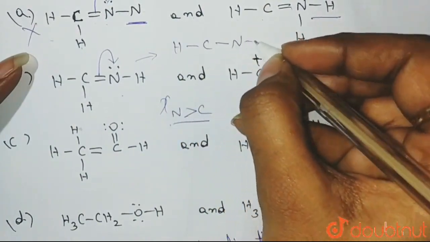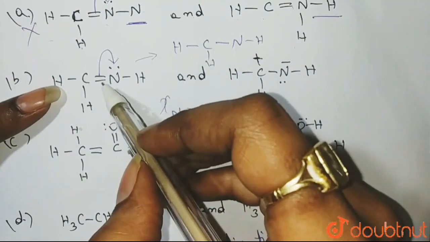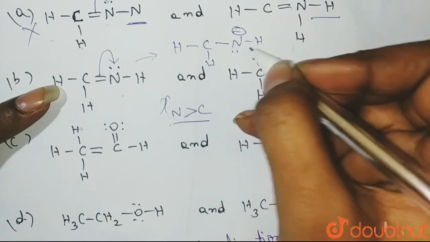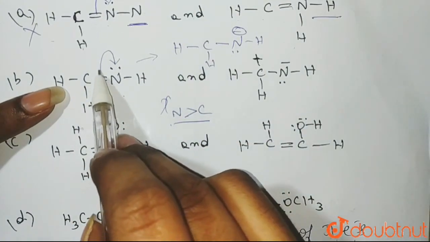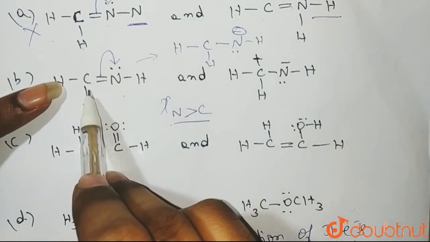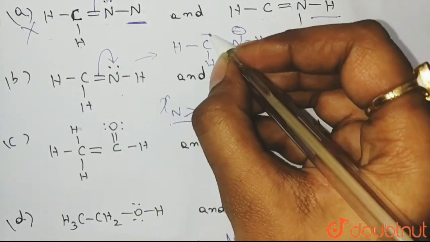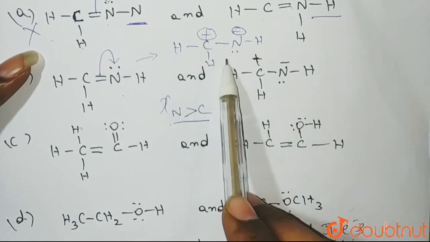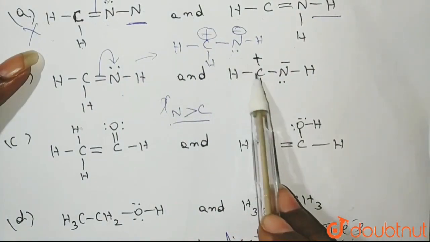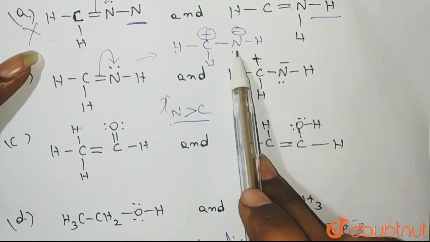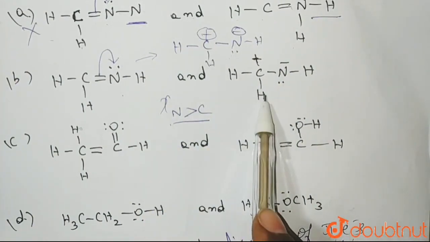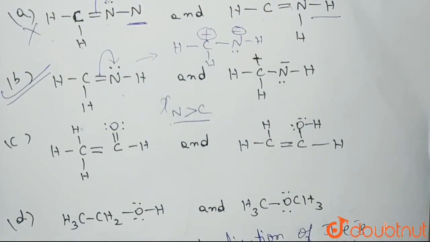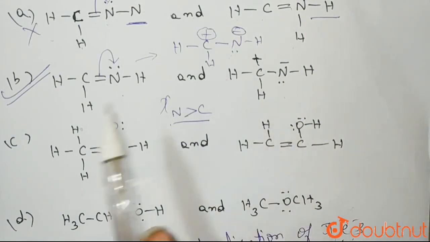Here nitrogen is pulling electrons away, so nitrogen will get a negative charge. A lone pair is there, and because the electrons are going towards nitrogen, carbon is getting no electrons, so it will get a positive charge. This will be the structure that will form. If you match this, it is the same structure: carbon with a positive charge, nitrogen with a negative charge. So these are the correct resonance structures which are contributing to the species. So B is your answer.